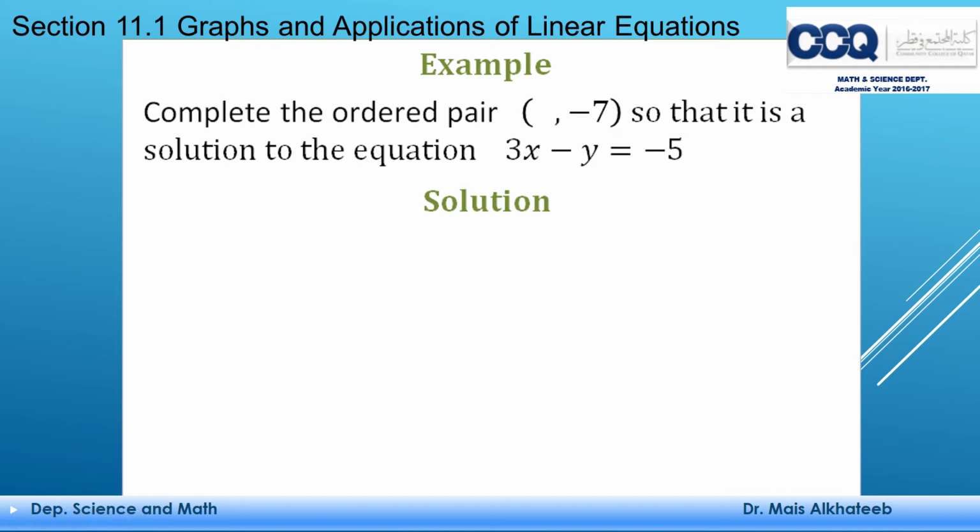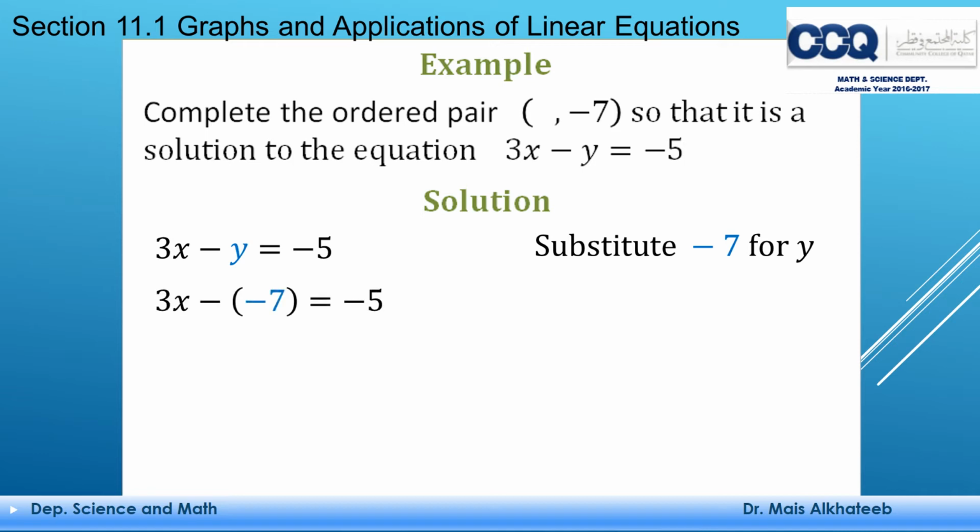Now I will complete the ordered pair. Now they give me the y and I have to calculate the x. They give me y equal minus 7, and x is unknown. They give me this equation: 3x minus 5y equal minus 5. Again, I replace y by minus 7, because they gave me y and I have to calculate x. So y is in blue now.